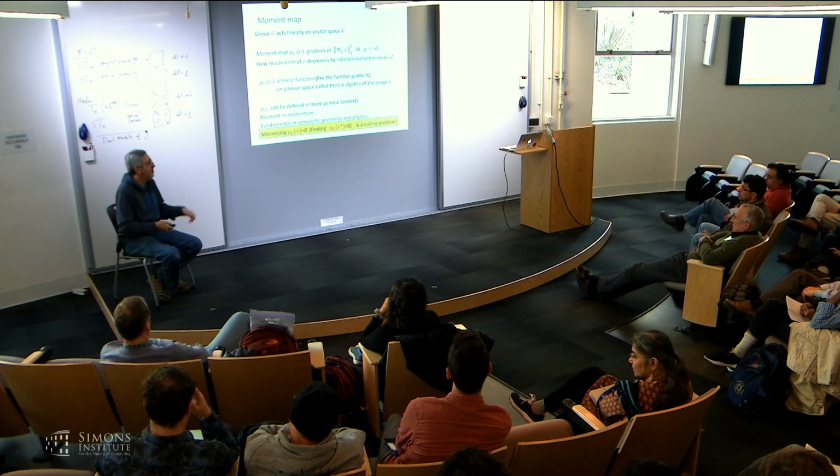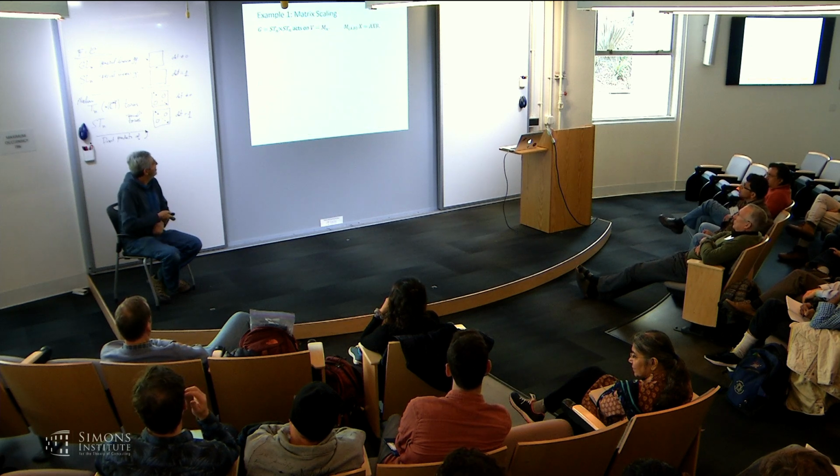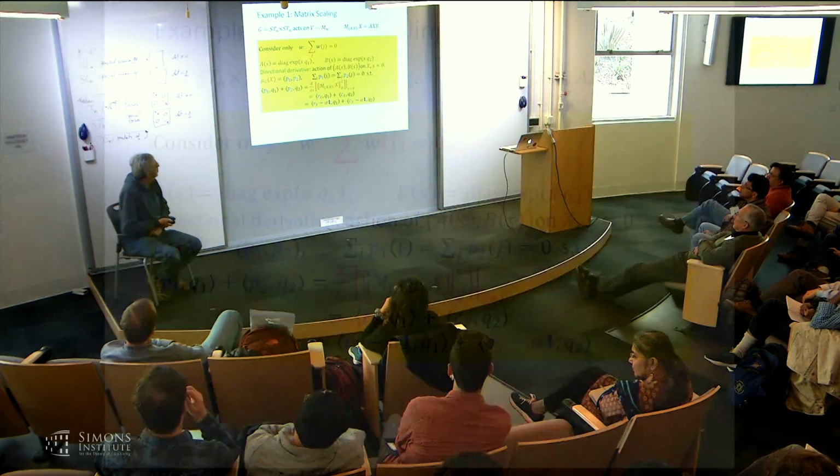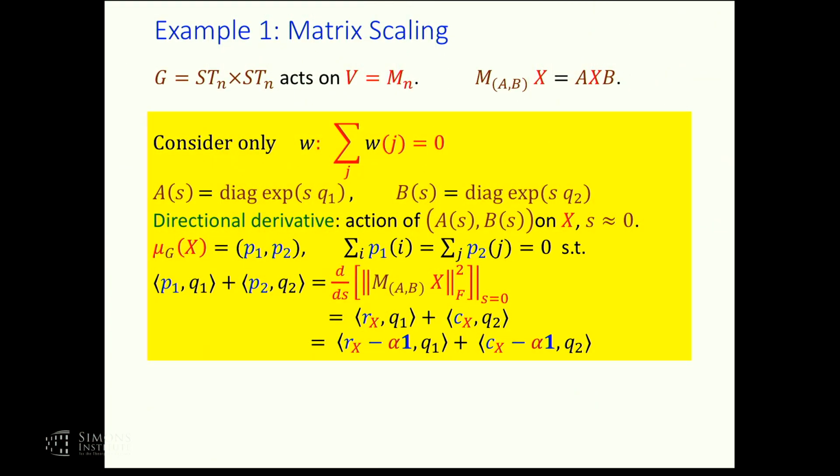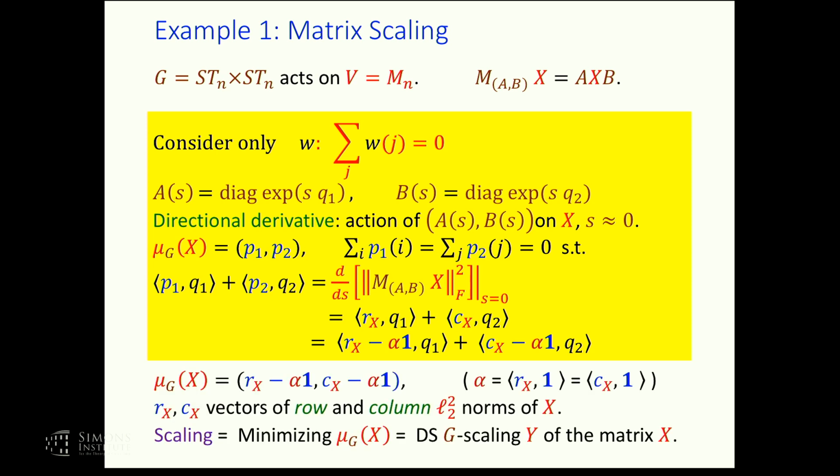And yeah, we'll see even more inputs. So matrix scaling again. You ignore this. This is a calculation, how to get the moment map. Ignore it, just to show you that it's a simple calculation from the definition of derivative. And what you get out of it is this, what's this gradient?